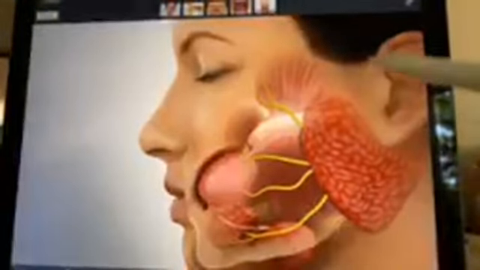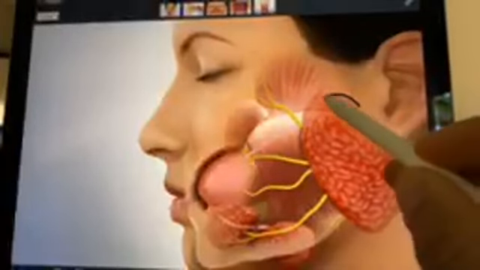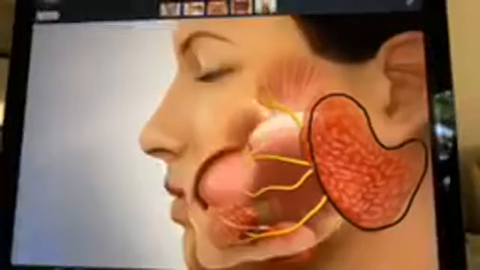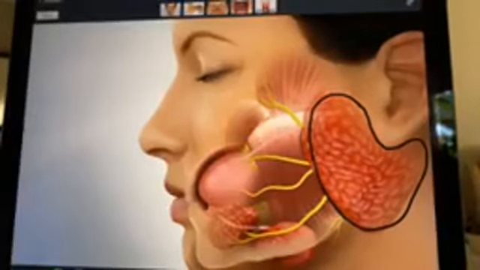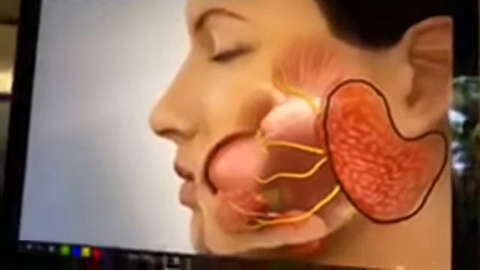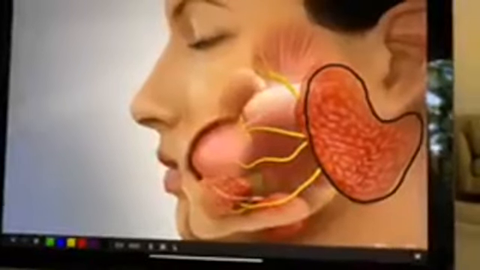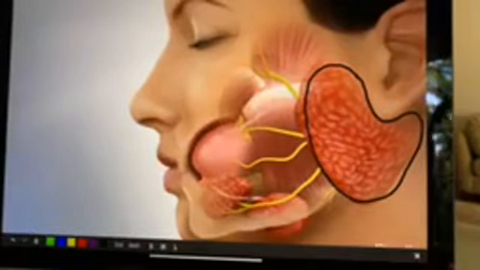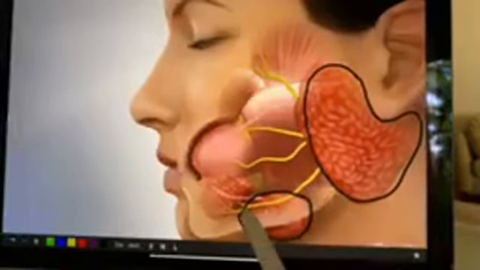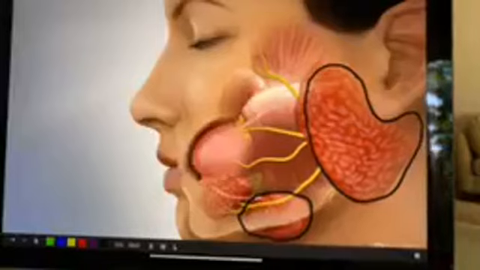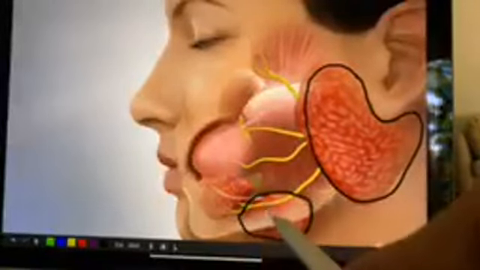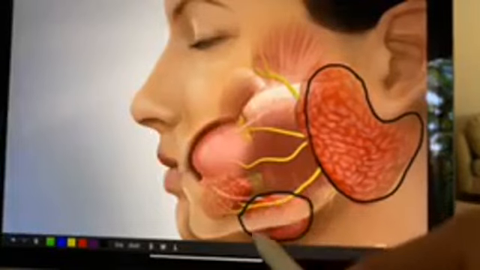So this is the parotid gland, the largest salivary gland, but oddly enough, it is not the most productive salivary gland. I'm going to change location. This is the submandibular gland, right? Which is not quite so large, but the great majority of the saliva is produced by this gland, the submandibular gland.